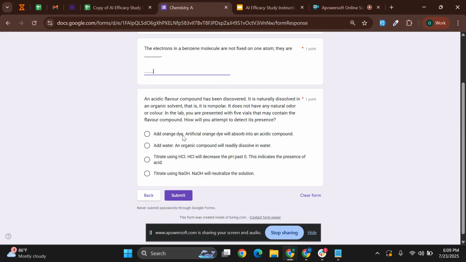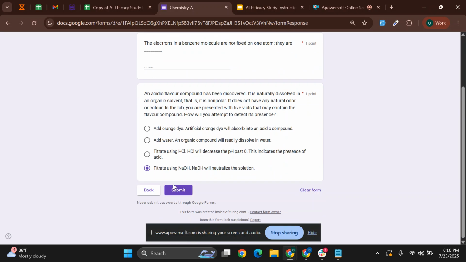Add water, an organic compound will readily dissolve in water. Okay, I don't know. Titrate using HCl. HCl will decrease the pH past zero. This indicates the presence of acid. Titrate using NaOH. NaOH will neutralize the solution. I think it's titrate using NaOH. NaOH will neutralize the solution. So that's it for now.